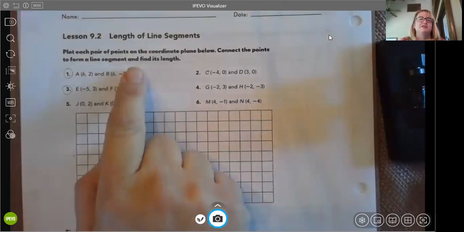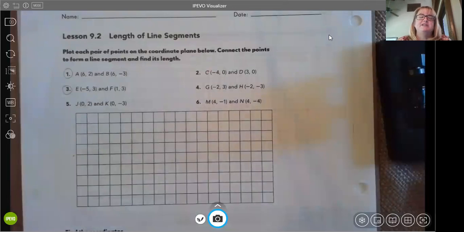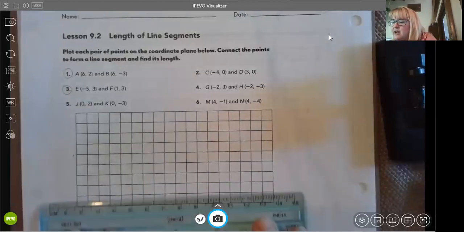Part 1, the first part, says plot each pair of points on the coordinate plane below, connect the points to form a line segment, and find its length. So it's asking us to do several things. Plot the points and connect them, and then tell how far apart they are. Okay, and we need to draw our X and Y axis. So let's go ahead and draw our X and Y axis.